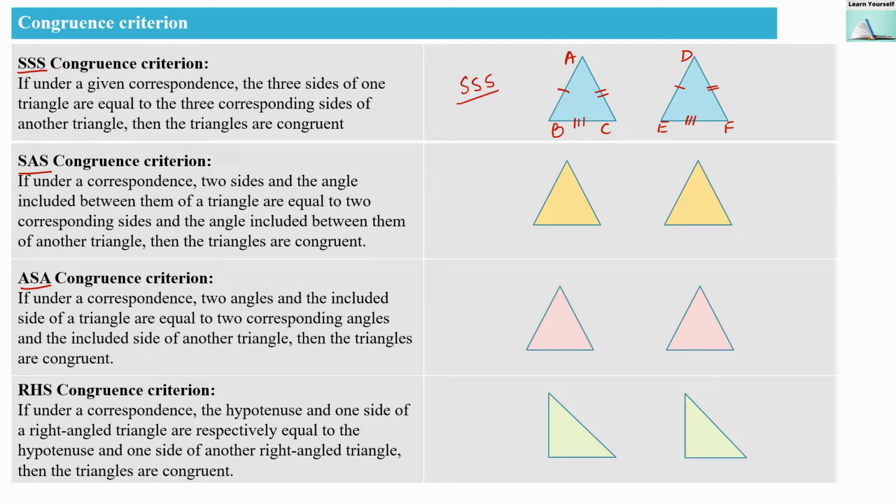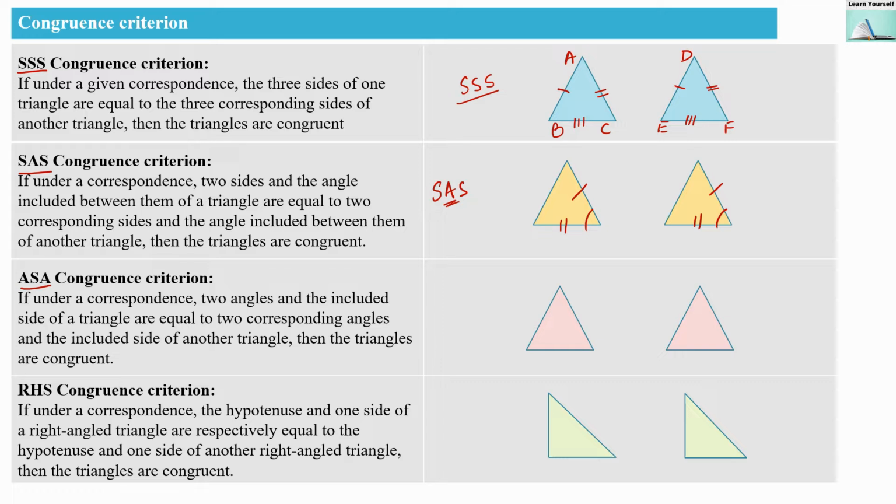The second criteria is, as the name suggests, side angle side. The angle is sandwiched between two sides. That is very important to note here. If there are two triangles, we pick up these two sides which are equal, and these two sides which are equal, then the angle in between the two sides should be equal, and only then do the triangles follow the side angle side criteria. Suppose we change the combination: these two sides and these two sides are equal, and the angle in between them is equal, then also they follow the side angle side criteria.